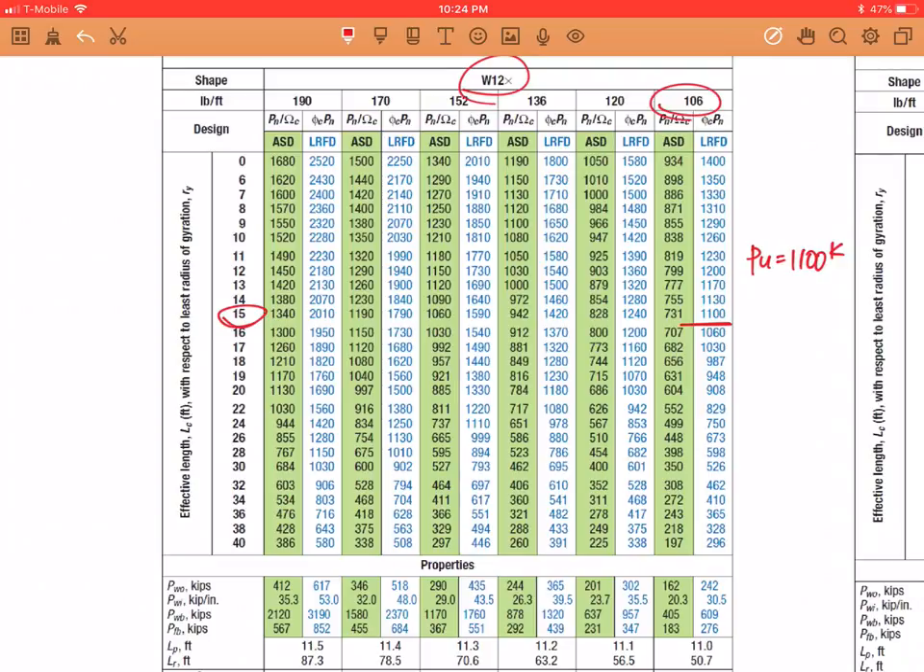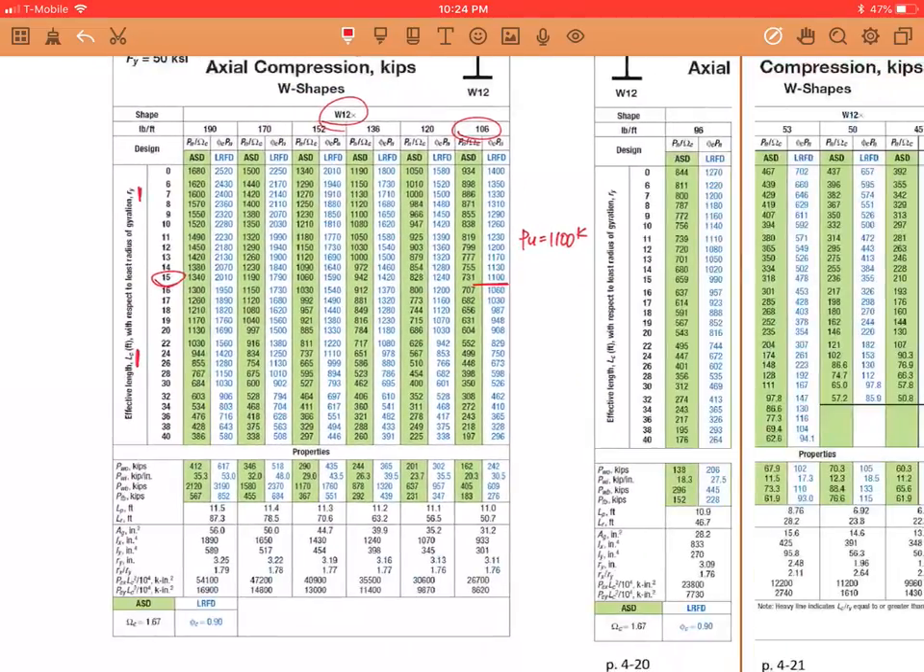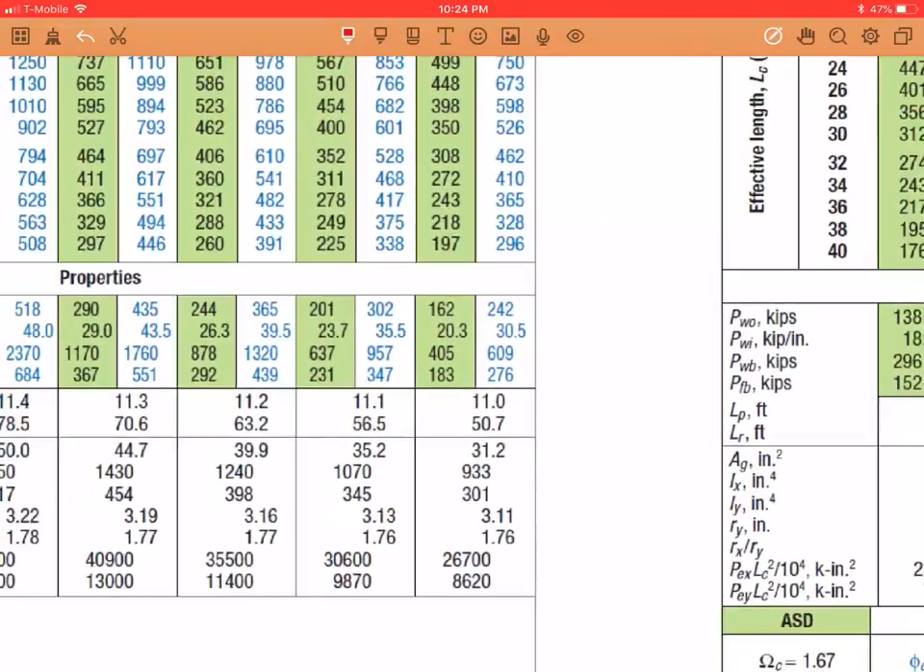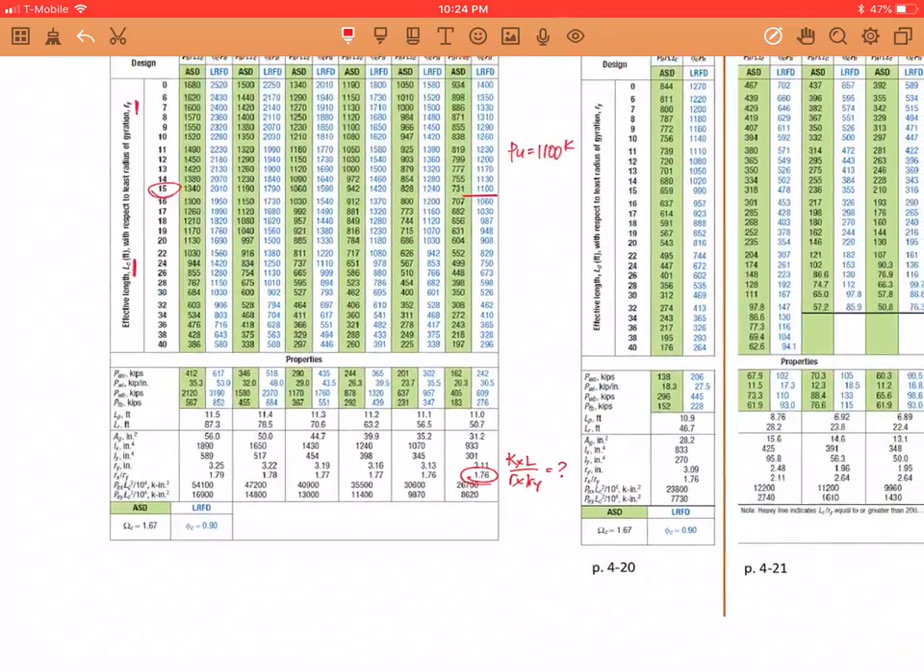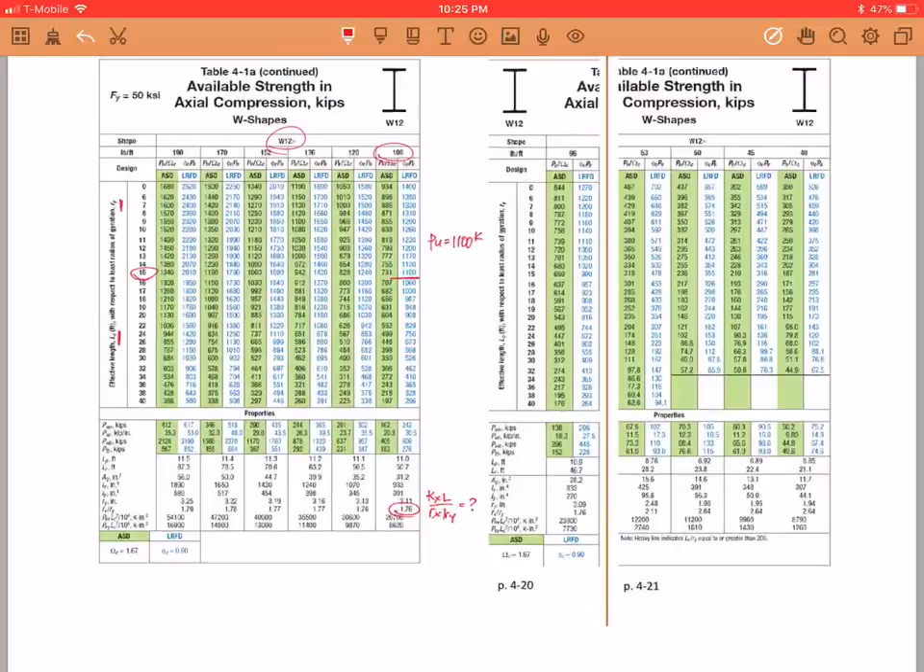A W12 section that would work for this particular design level. However, we would also talk about that's only if the weak axis, LC with respect to RY, is controlling. If we had strong axis design considerations, then we would have to come down here and look at the RX over RY value, and what that KXL over RX over RY is, and we would have to make sure that whatever that calculates to be, we have at least that capacity, or maybe we need to choose another shape.